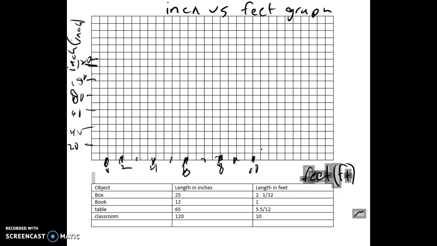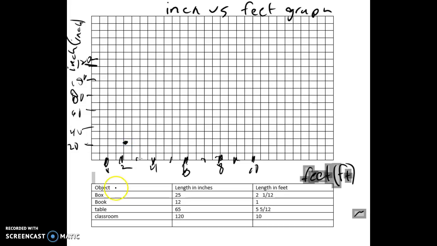To plot your points, well, length of 25, and then 2 and 1/12 of a foot, you go up where 25 would be. Well, if this is 20, this would be 30. 25 would be in the middle of that. I'm going to go over to 2, and 1/12 is a little bit more than 2, so maybe right about there would be my point.